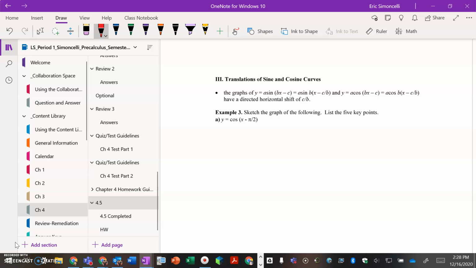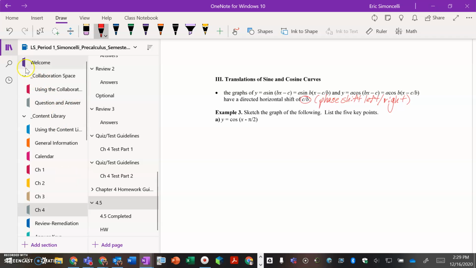In other words, it's also referred to as a phase shift. A phase shift, more specifically, when you look at that quantity, of which we say it's a phase shift left or right. So let's take a look. Example 3. It says sketch the graph of the following.